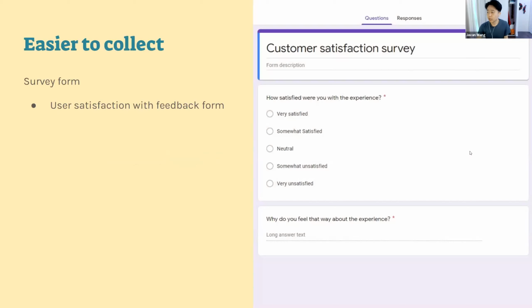The easiest way to approach this is just with user satisfaction forms, with feedback forms. So use survey forms, leverage Google Forms. This is a good example of it. It's a customer satisfaction survey. How satisfied were you with this experience? A scale of 1 to 5.